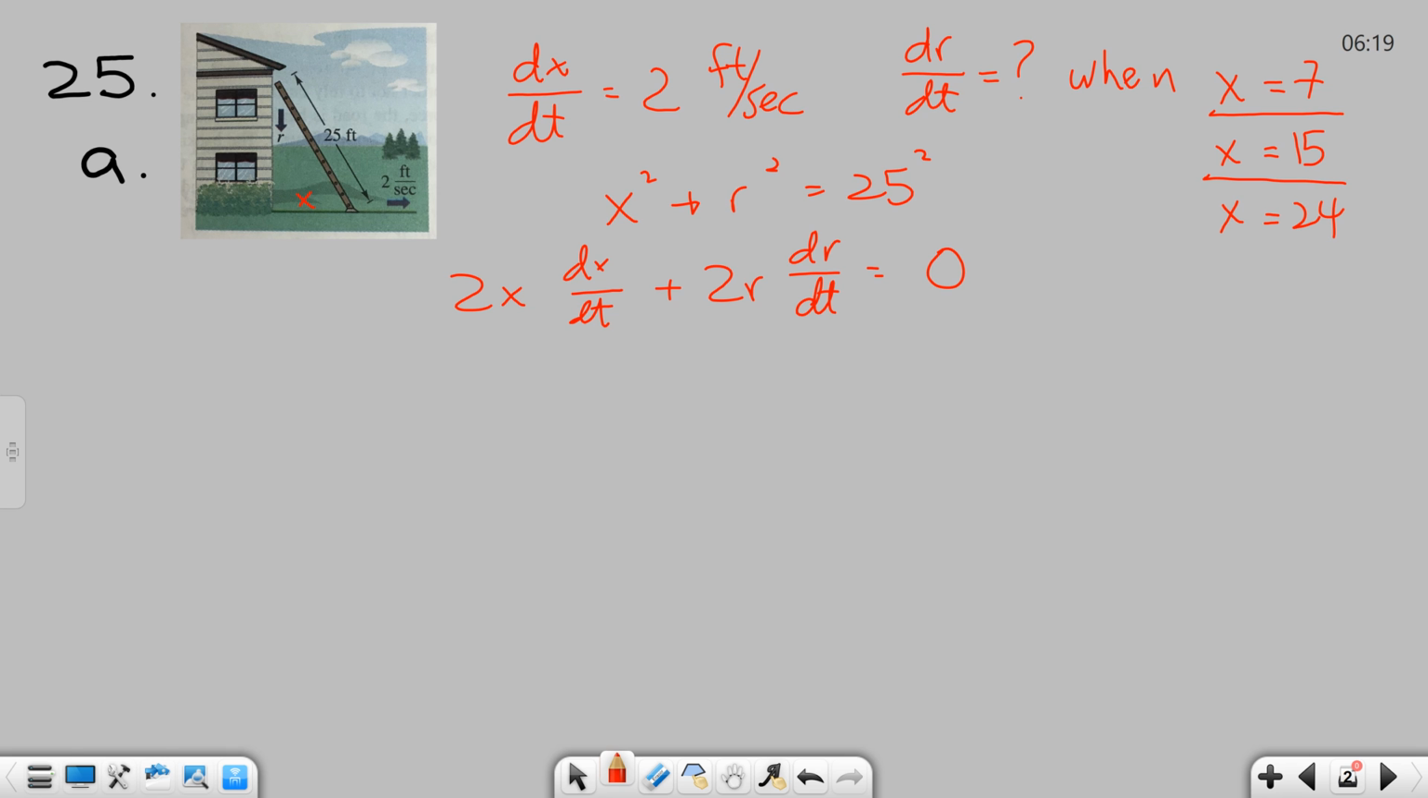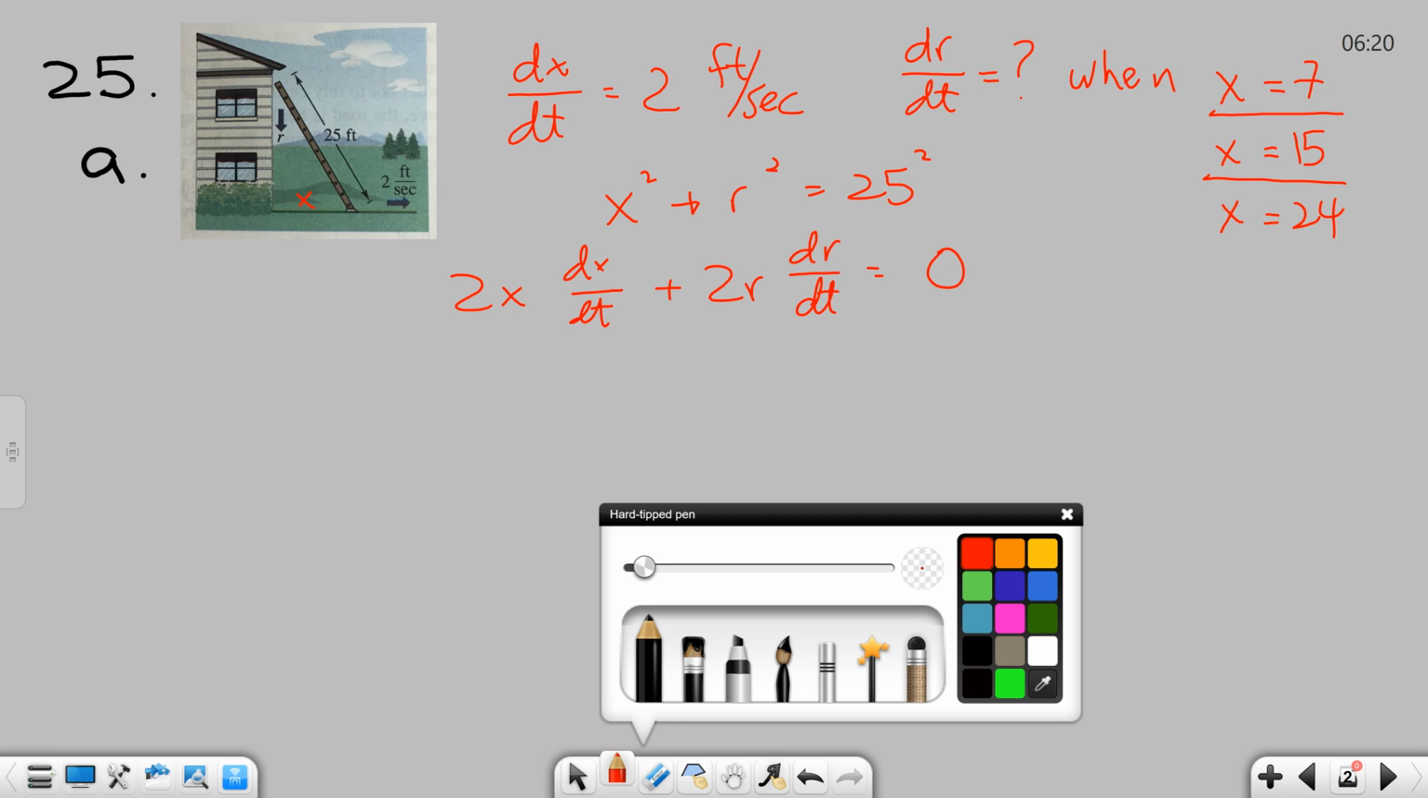Okay. Now, looking at this, I have 4 unknowns there, x, r, dx/dt, and dr/dt. I was given dx/dt at the beginning of the problem. And for the first part, I know that x is equal to 7. I'm solving for dr/dt, which means I need to figure out what r is.